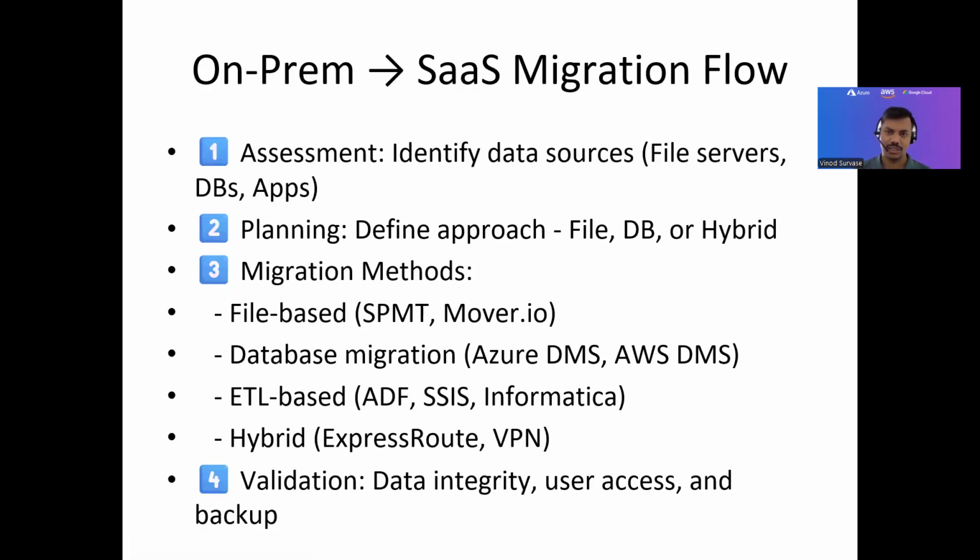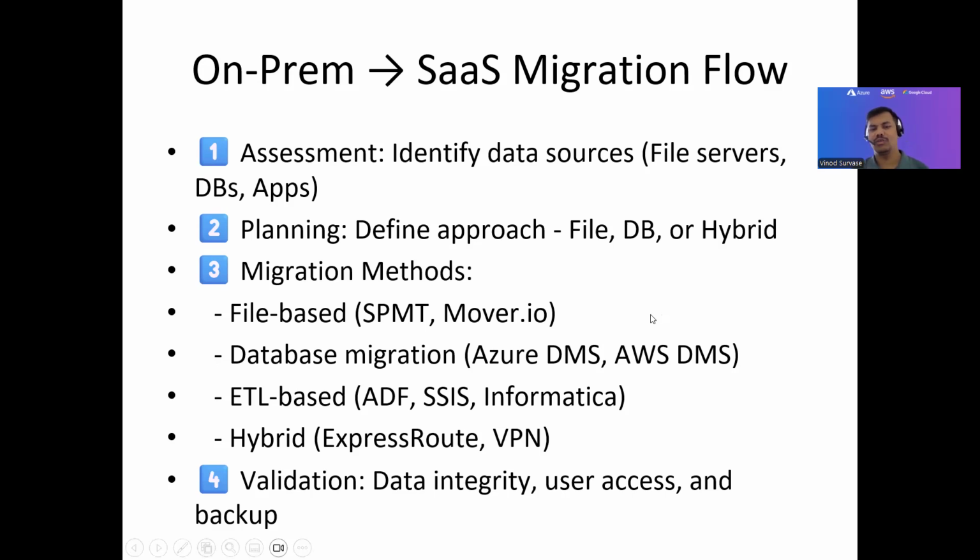Now, the on-premises to SaaS-based migration flow. This is going to be the same, starting from identifying data sources, whether it is a file server, databases, or any applications, that is going to be assessed and understood: what is in scope, what is not, and how we can go ahead and plan for the migration, right? So in the planning, we would define the approaches for files, databases, or a hybrid migration approach, and then we can start with different approaches, whether it is file-based migration, database migration, ETL-based, and hybrid scenarios as well, where we have to move from on-premises to cloud.